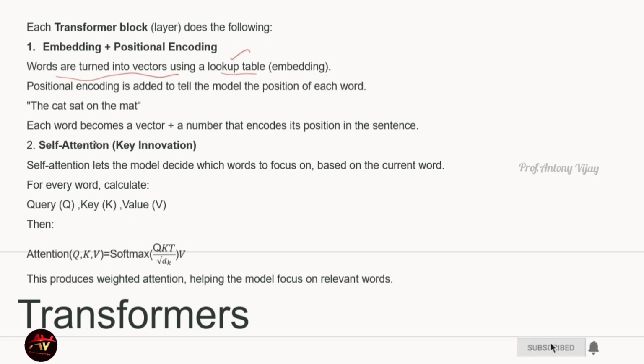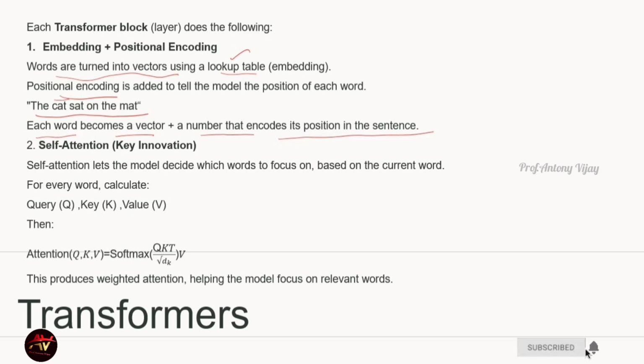After that we have to assign a positional encoding. Positional encoding means on that table we have to assign the index. For example, the index for this word is 0, 1, 2. Likewise we have to assign a position for each word. For example, I have taken "The cat sat on the mat." So each word becomes a vector plus a number that encodes its position in the sentence. This is the work of the first layer.